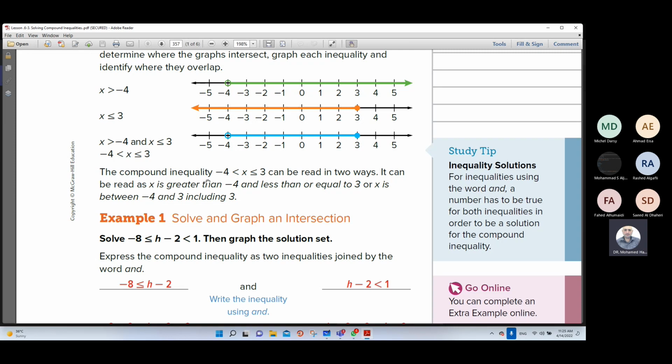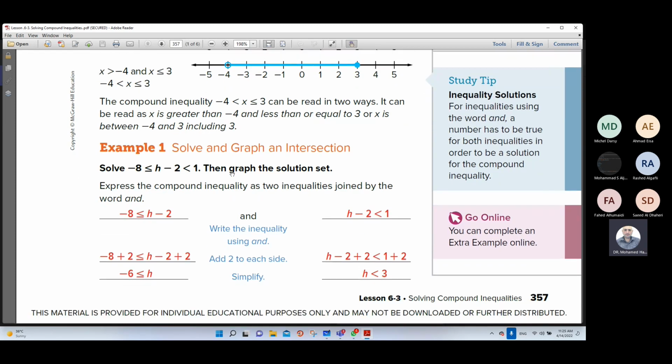The compound inequality x greater than -4 and x less than or equal to 3 can be read in two ways. It can be read as x is greater than -4 and less than or equal to 3, or x is between -4 and 3, including 3 because here we have equal, but not including -4, because here we don't have equal.